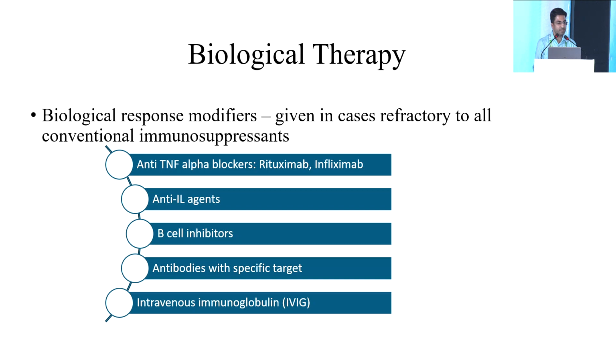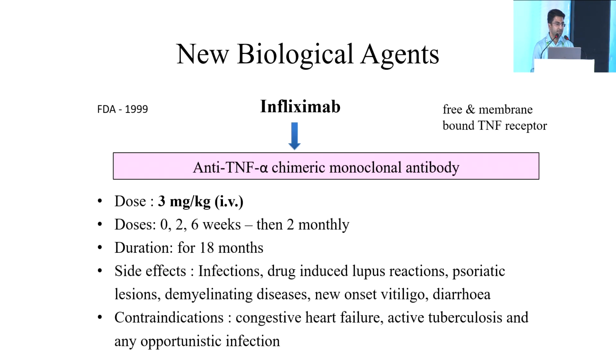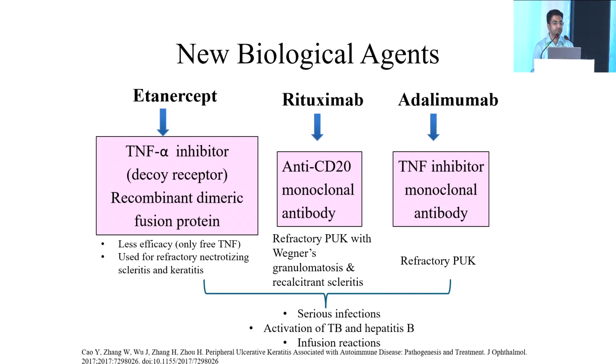And so, as I said, this is the newer modality of treatment where biological therapy is being used. Anti-TNF alpha inhibitors like infliximab, anti-IL agents, B-cell inhibitors, antibodies with specific targets, as well as intravenous immunoglobulins can be given. Infliximab is given in a dose of 3 milligram per kilogram. Side effects are infections and drug-induced lupus erythematosus. Next is etanercept, rituximab, adalimumab. Etanercept is a TNF alpha inhibitor. Rituximab is an anti-CD20 antibody, and adalimumab is a TNF inhibitor, a monoclonal antibody.